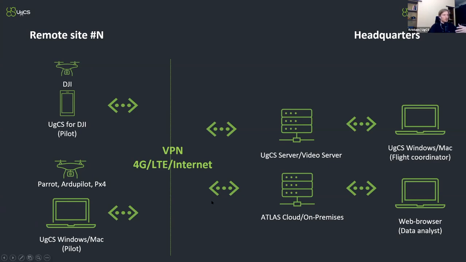How it would work is that the pilot who's flying the drone can do the mission with the drone. Then they can upload the data to the Atlas, and then a data analyst in the headquarters can simply connect to the Atlas system and access this data. If you want to find out more about the Atlas and automatic detection of different objects and machine learning, then at the end of this webinar, when we have the Q&A section, you can ask these questions to our R&D director, Alexei.